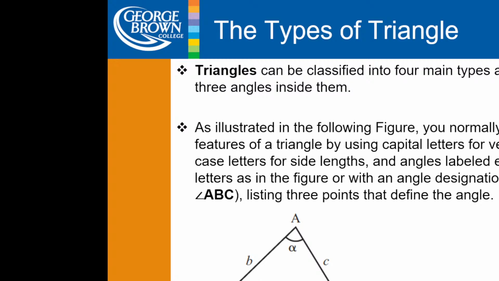Okay, so triangles, again, there's 4 main types according to the 3 angles inside them, right? And as illustrated here in the figure, we have this triangle, and a lot of times what we do, guys, when we look at triangles, is we use capital letters like A, B, C to denote the vertices A, B, C. Again, these would be x and y coordinates, right? Vectors in 3-dimensional space or 2-dimensional space.